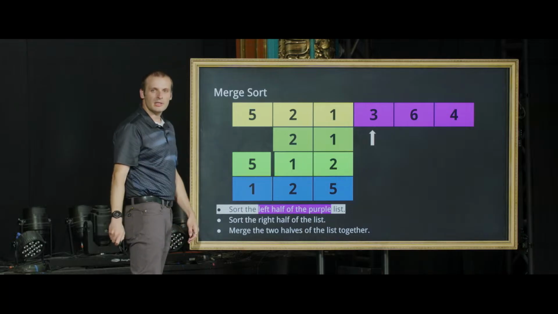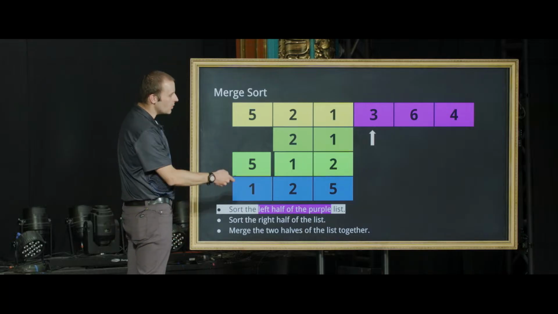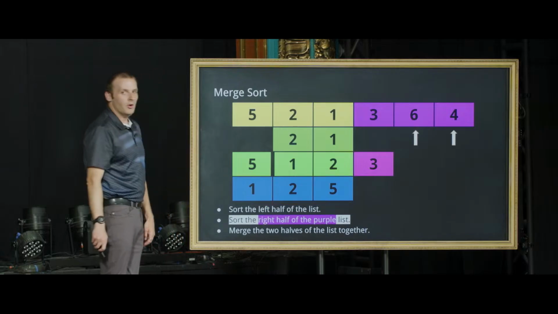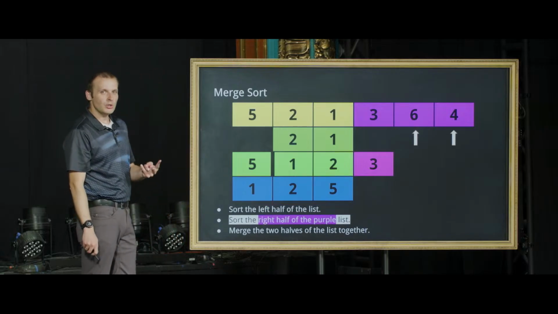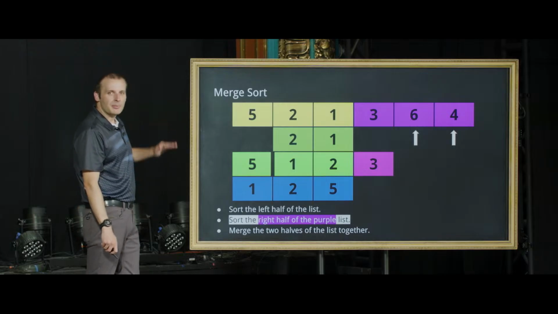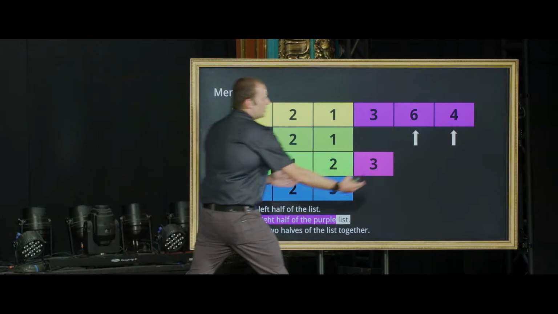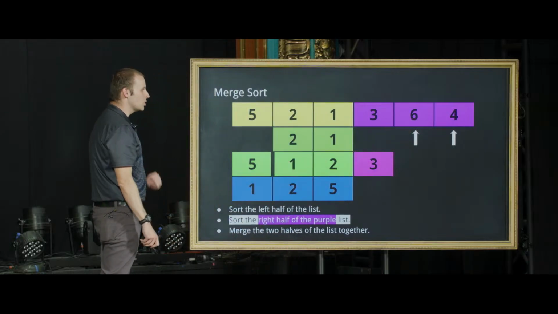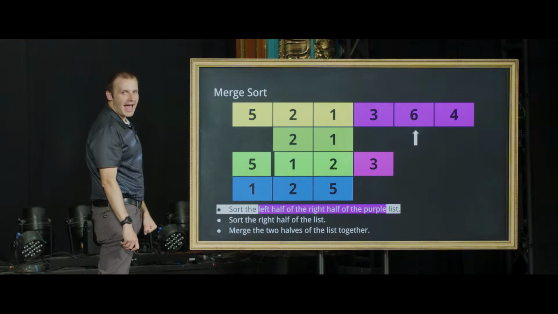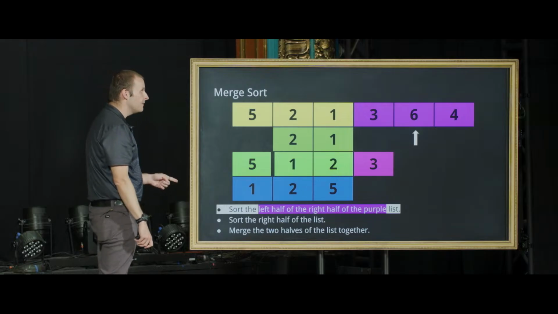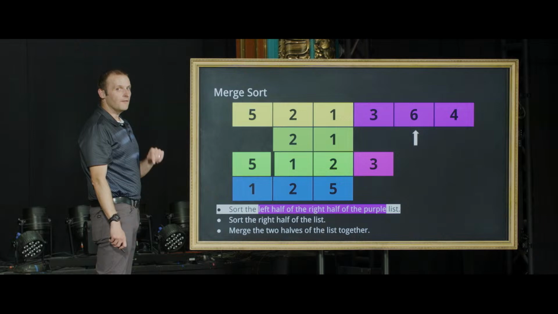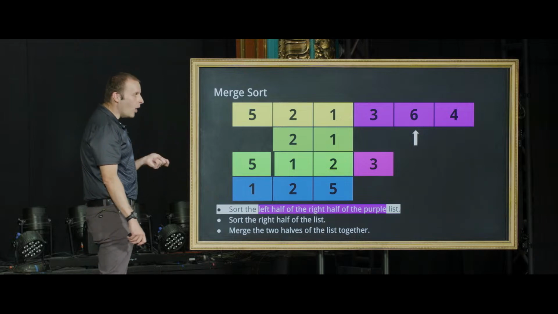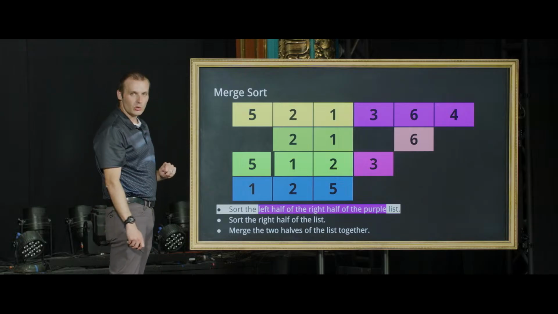We do know how to sort a list of size 1, and so we will declare the element 3 to be sorted. We do not know how to sort a list of size 2, and so we recursively go back and apply this process again, now just to that 2-element list 6, 4. Can we sort the left half of that sublist, the left half of the right half of the purple list? And the answer is yes, we can do that, because that is a list of size 1, so we can declare that that is sorted.